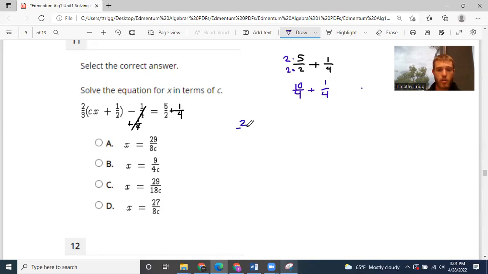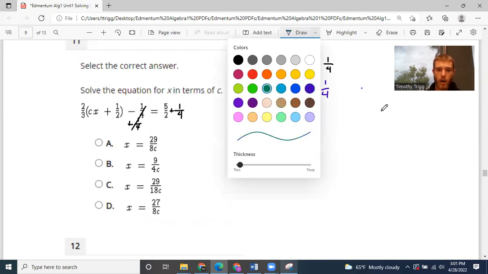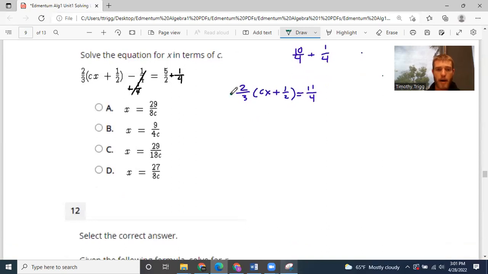So now we have 2/3 cx plus 1/2 equals, when you add these together, that's 11/4. For our next step, I'm going to go ahead and multiply by this one's reciprocal, so 3/2, to cancel this fraction. Multiply by 3/2, giving us cx plus 1/2 equals 33/8. Oh, this one's not fun at all.